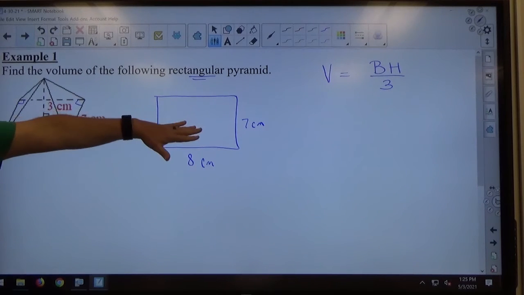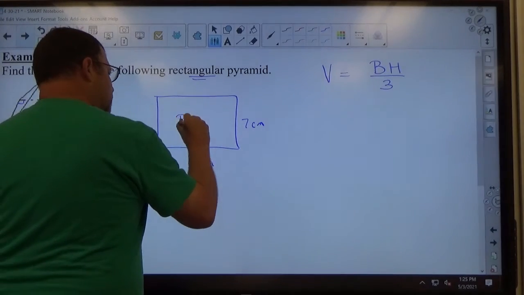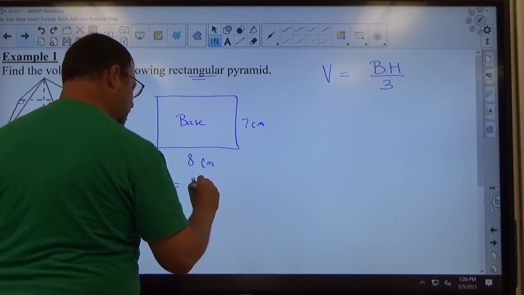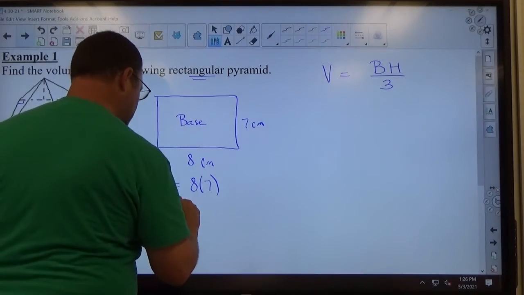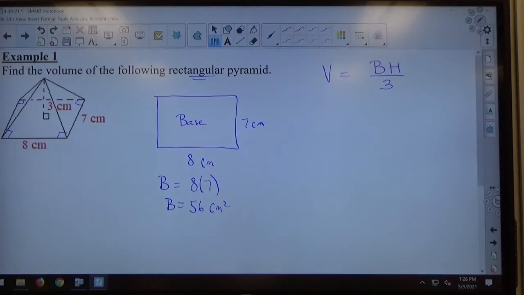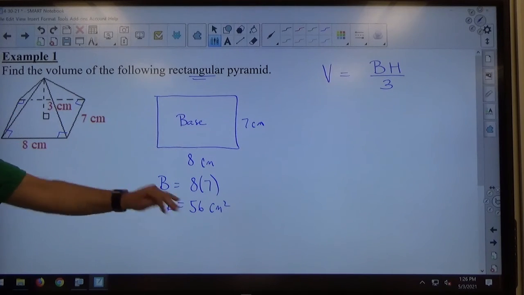So again, I'm drawing my rectangle like I should draw a rectangle. The area of a rectangle, this being the base, the area of the base in this case is the length times the width of the rectangle. So the area of the base is equal to 56 centimeters squared. Okay. So just like we did last chapter, we draw a picture of the base, we find its area.